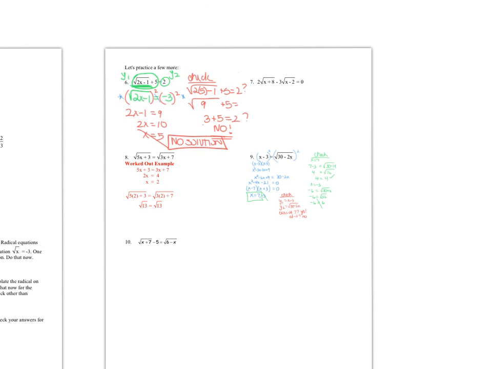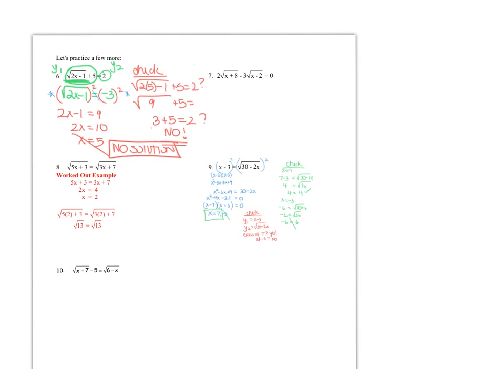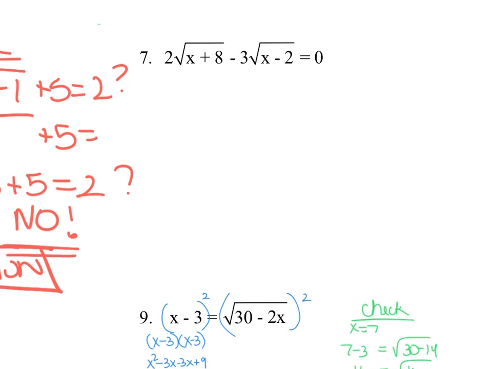All right. There's the worked out example one you can definitely follow. They go through the check process. There's 2 more. We will do them. We'll do 10 last because that's the toughest of them all.